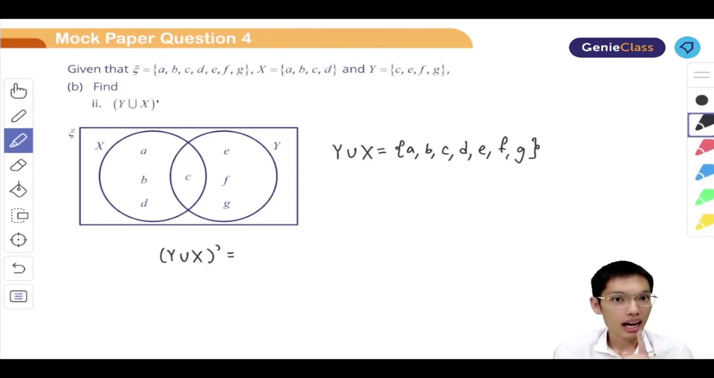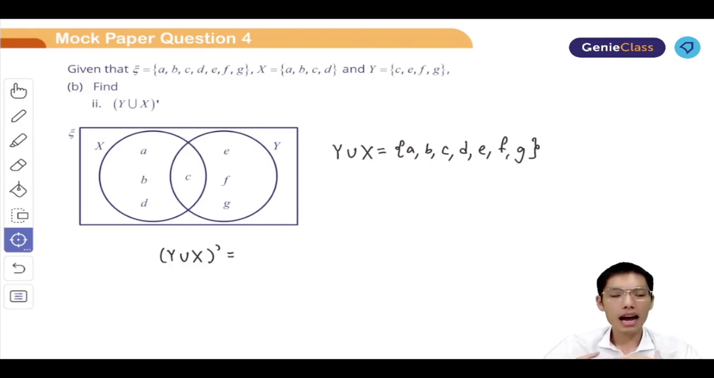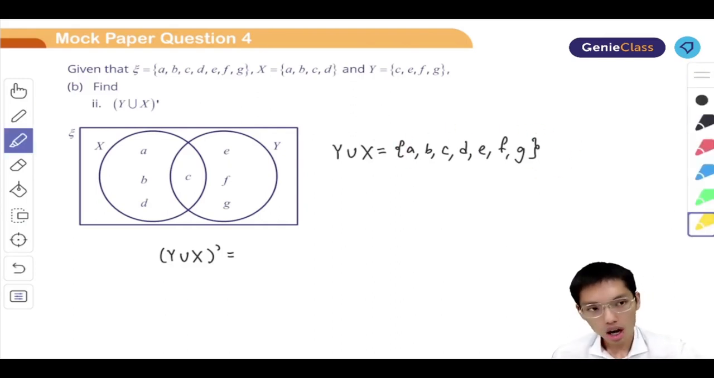Yep. Are you sure? Take note. Very good, Elizabeth. Chen Zheng, are you very sure? Again, take note. I'm looking at the union. Union is this one. I'm looking at the opposite.